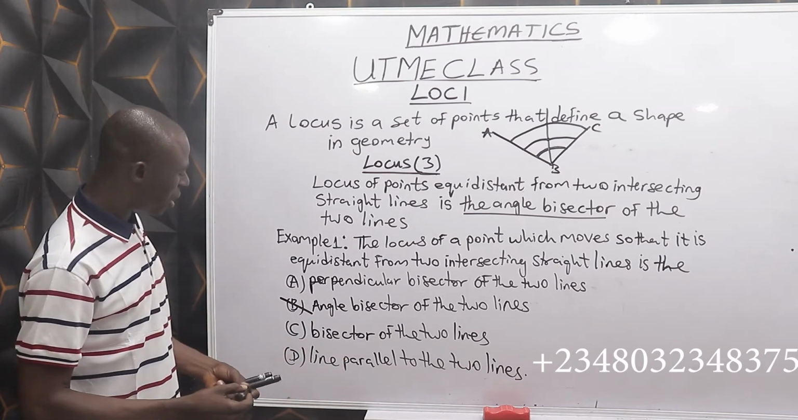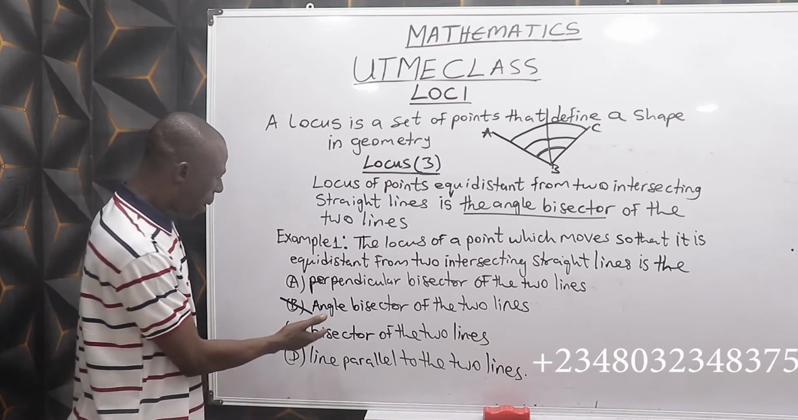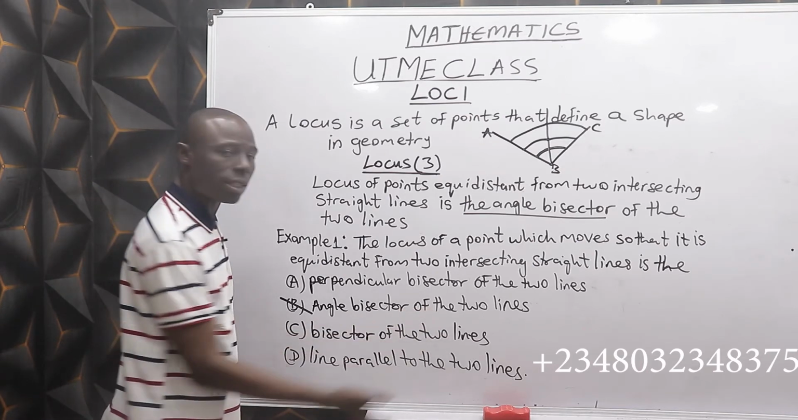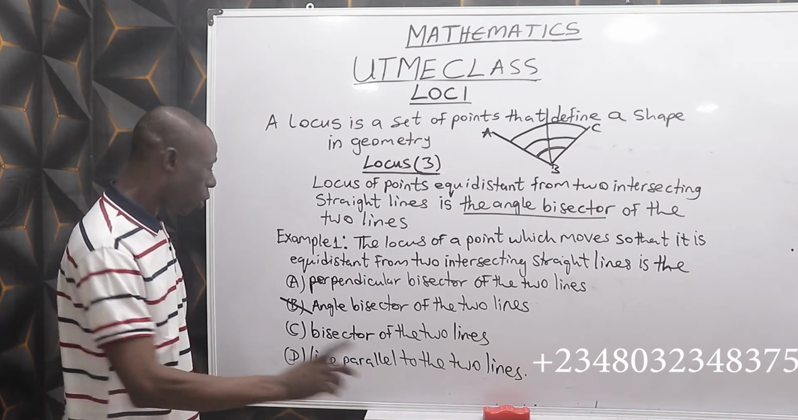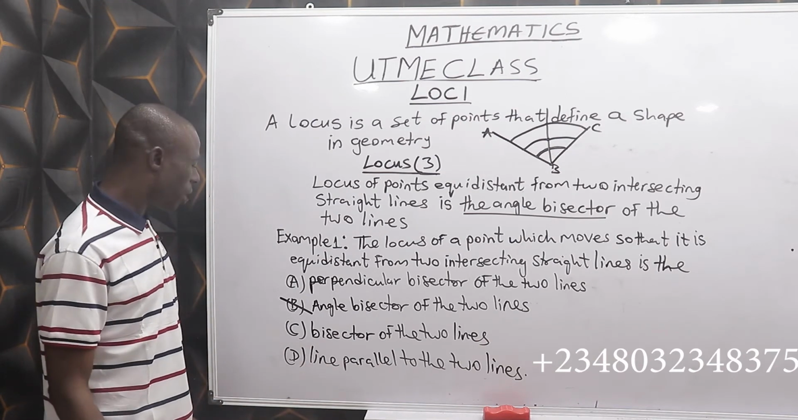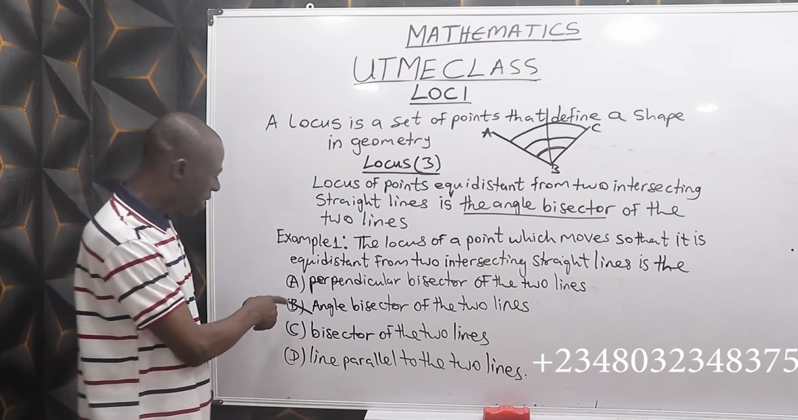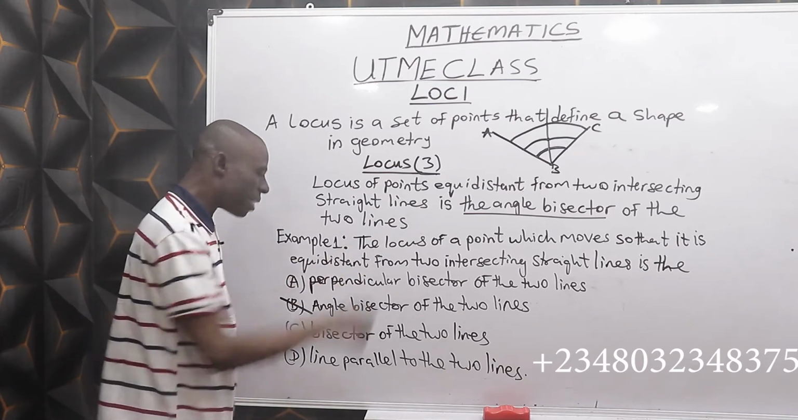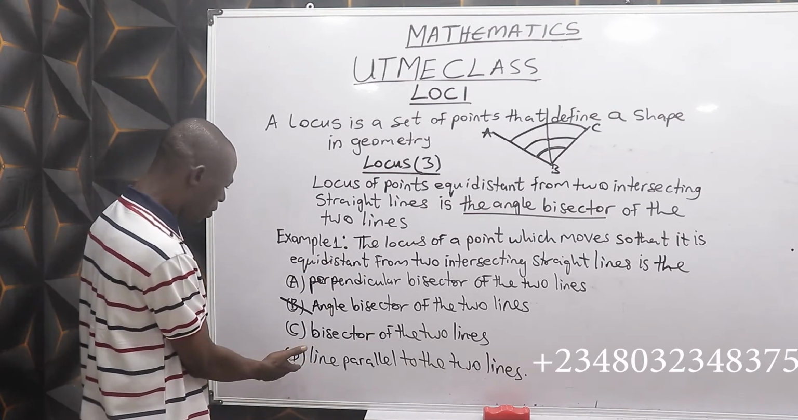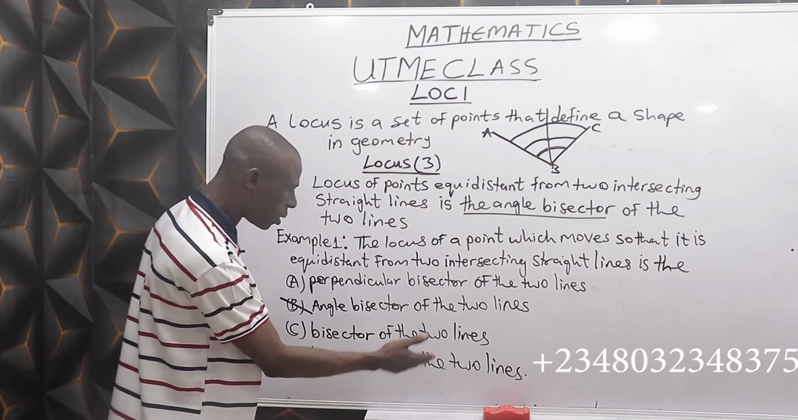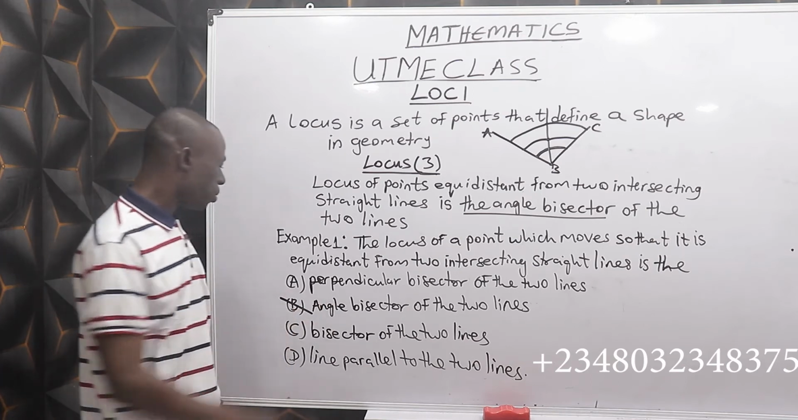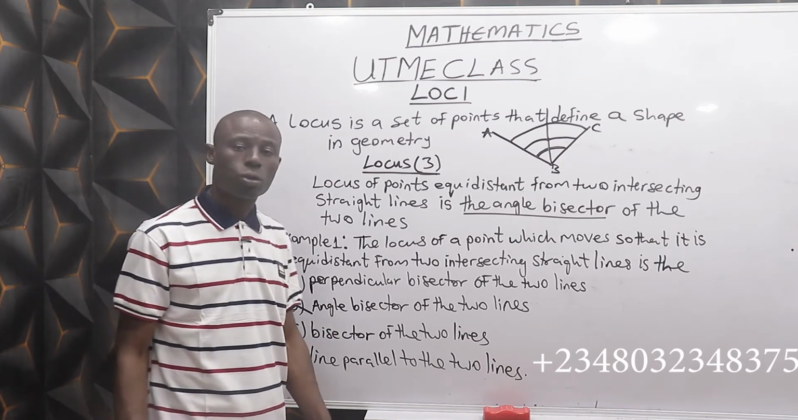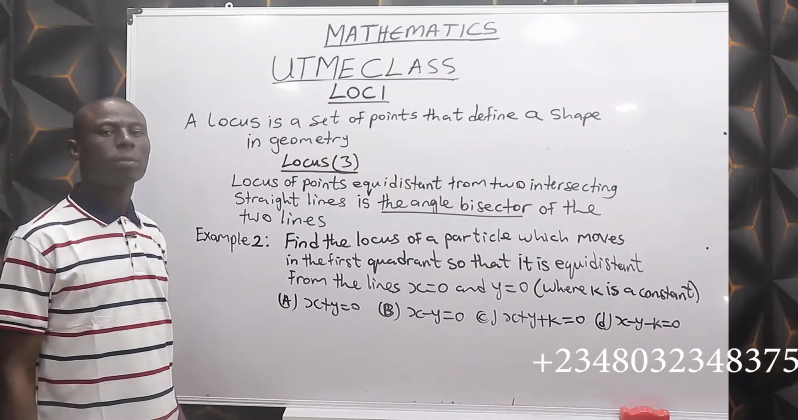Let's consider C: bisector of the two lines. Bisector, what kind of bisector? No, that's wrong. It has to be specific, like B, angle bisector. Look at option D, line parallel to the two lines. That's far from the truth. So the correct option is option B, angle bisector of the two lines.